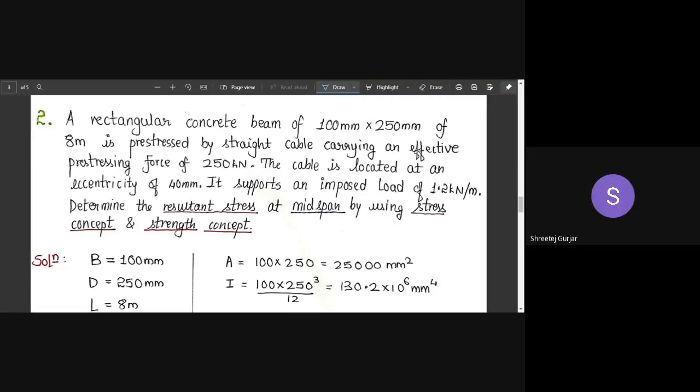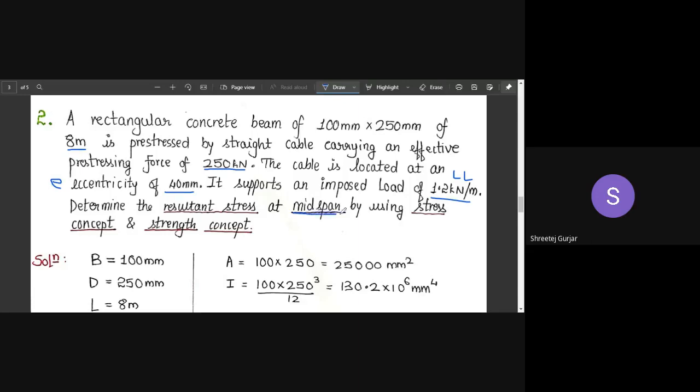Okay, so this is also a rectangular beam, right? It is of 8 meter span, and it carries an effective pre-stressing force P, which has been given. The cable is located at an eccentricity E, which is given directly, so no need of calculation. Then the imposed load, that is the live load, is 1.2 kilonewton per meter. So we need to determine the stress at midspan.